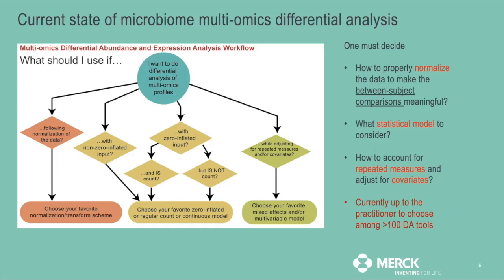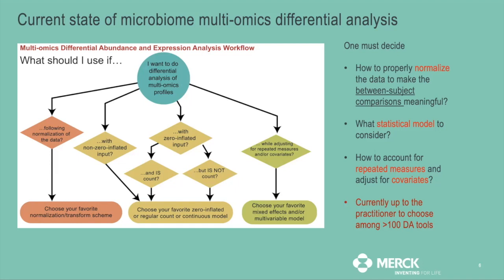So the point here is, as a practitioner, I have to answer these three questions: how to properly normalize my data, to make sure the between subject comparisons are meaningful. Once I have done that, I need to consider what statistical model to use. And this is a big question, because at the end, if my p-values are not well calibrated, my decision can be completely wrong, and that might impact the whole study objective. And depending on the complexity of my experimental design, I have to further decide whether the model that I have chosen is also able to handle repeated measures, and also adjust for covariates if I want to.